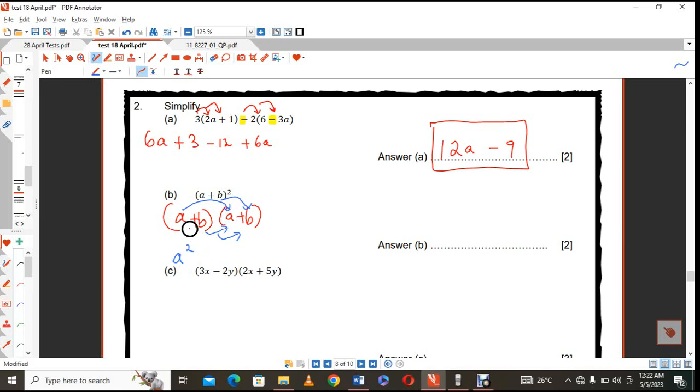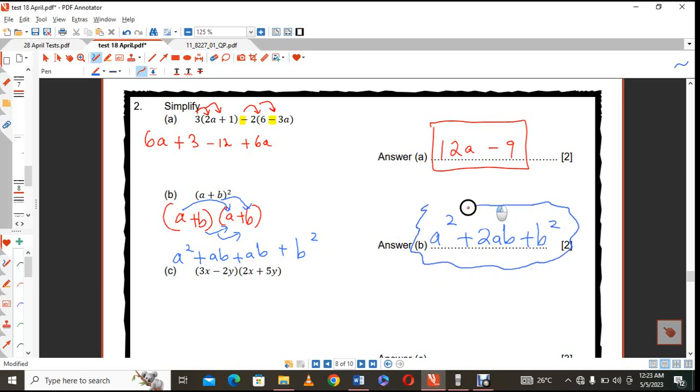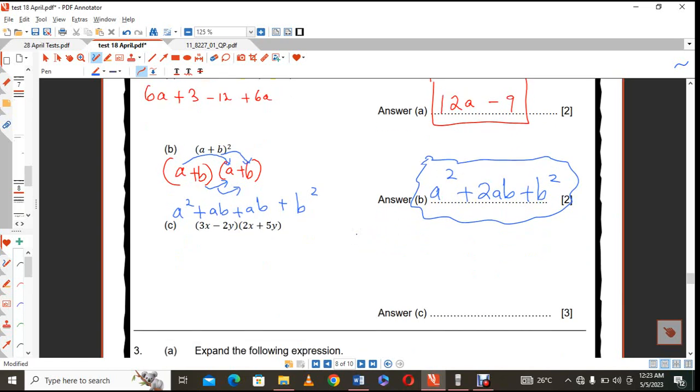So a times a is a squared. A times b is ab or ba. So just write them alphabetically. B times A again is AB alphabetically, and B times B is B squared. At the end of the day, you have A squared plus 2AB plus B squared. Okay, this is the solution for that. Please make sure you, again, do not just go and say A squared plus B squared.